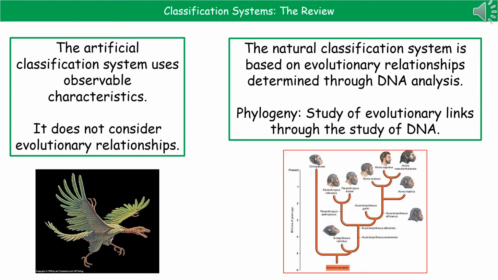First one, the artificial classification system, uses observable characteristics. So you'll just look at it and think, well, does it have wings, etc. It doesn't consider evolutionary relationships. The second type, the natural classification system, is based on evolutionary relationships which are determined through DNA analysis. And phylogeny is the study of evolutionary links through the study of DNA. Last thing to bear in mind is that when we're naming species, we use what's called a binomial system, bi meaning two, nomial name, and that comes from the genus and the species.